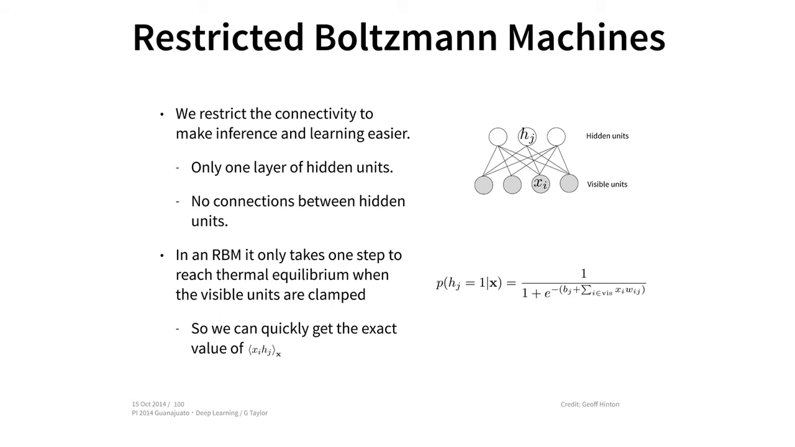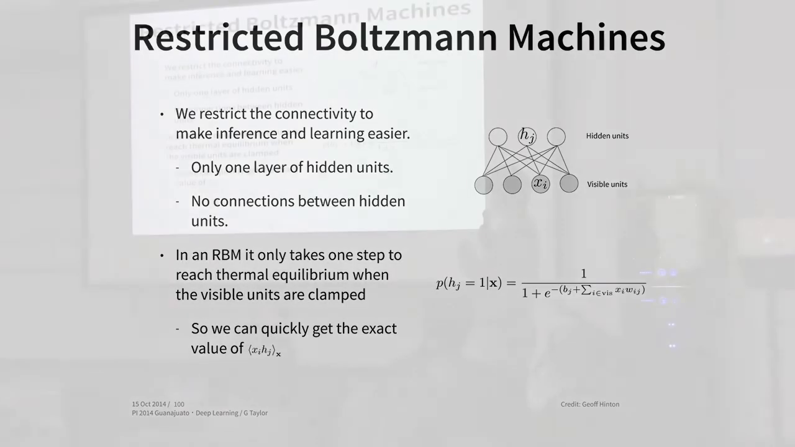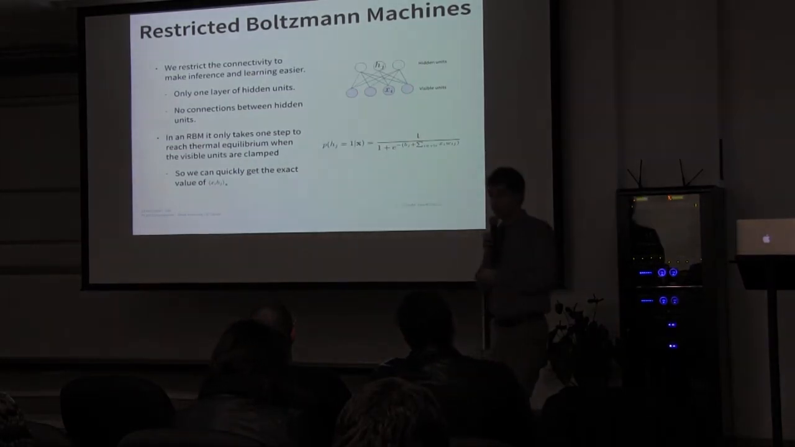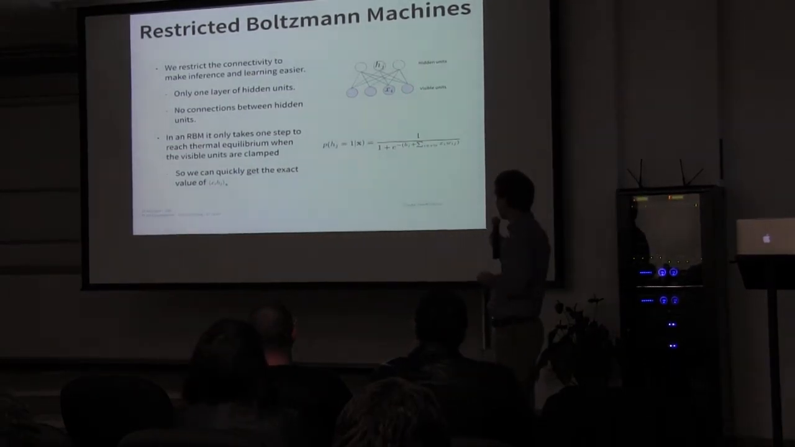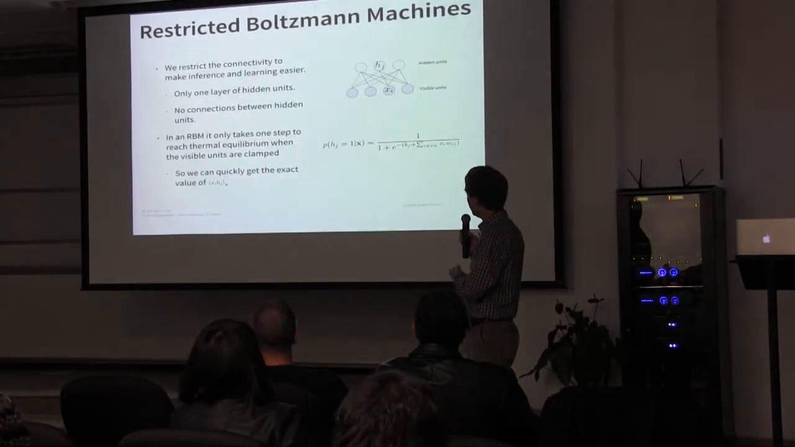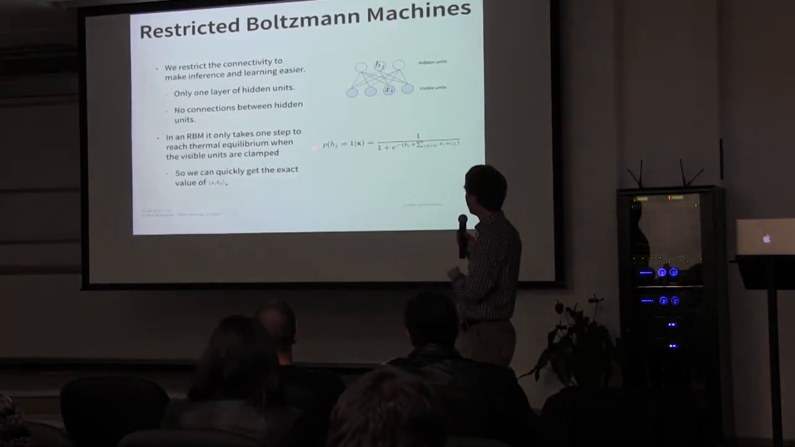And vice versa, a given visible unit, to update its state given the hidden units, needs to know about all the hidden units, but doesn't need to know about the other visible units because it's not connected to them. So the hidden units and the visible units can be updated in a single step.